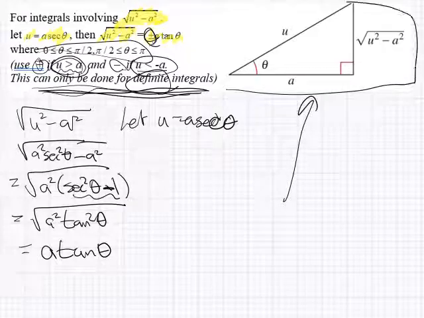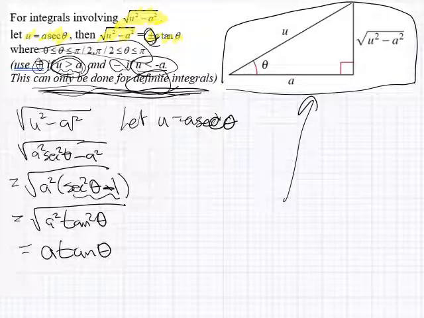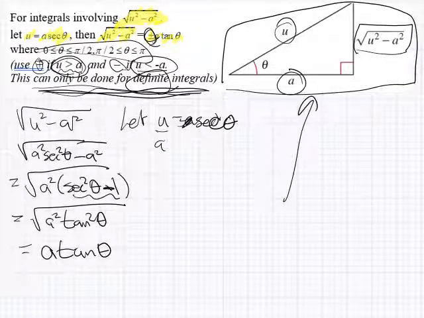Here's the triangle that goes with the whole substitution. You could write this as u over a equals secant theta. So secant is going to be your hypotenuse over your adjacent. So there's your u over your a, making the third side square root of u squared minus a squared, so that the Pythagorean theorem works, that this side squared plus this side squared equals this side squared. And so you can see where the tangent theta equaling the square root is going to come into play.